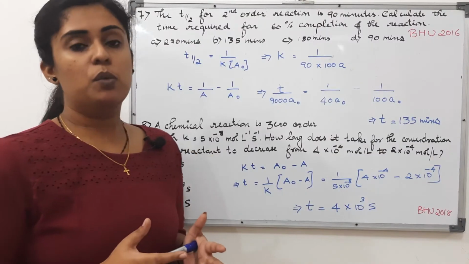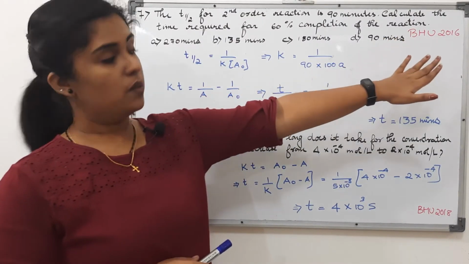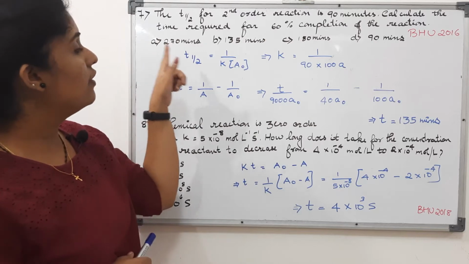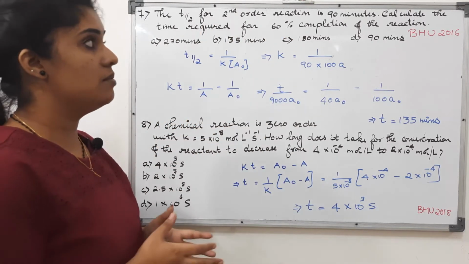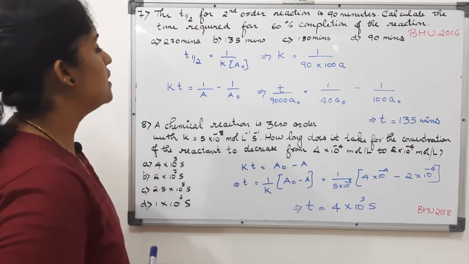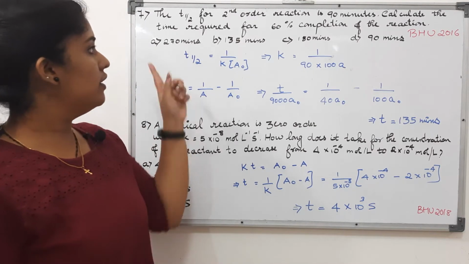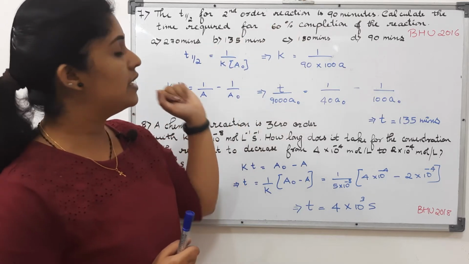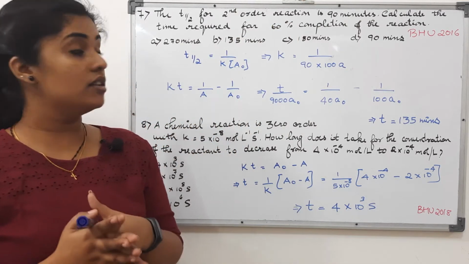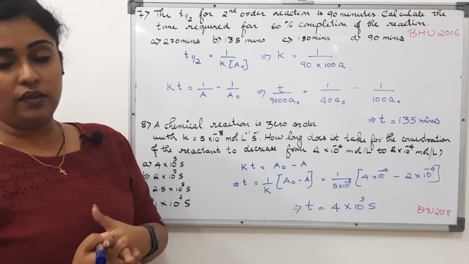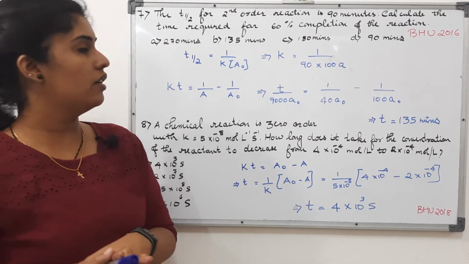Clear? Let's now move on to this BHU 2016 question, where the question says that T half for a second order reaction is 90 minutes and we have to calculate the time that is required for 60% completion of this reaction. So they have given 4 options also. It's similar to the previous questions, but the difference is that this is second order, while previously we were doing it all for first order reactions.